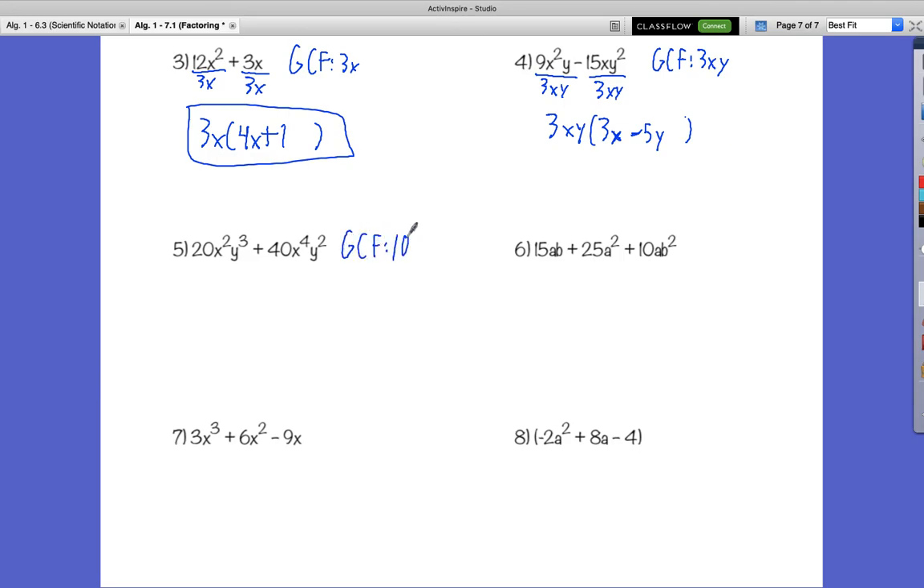10xy. You're saying 10xy. I think it's 20. Okay, why do you say 20, Victoria? Because 20 times 2 is 40. So 20 goes into both. Does 10 go into both? Yes, but it's smaller, so 20 does go into both.